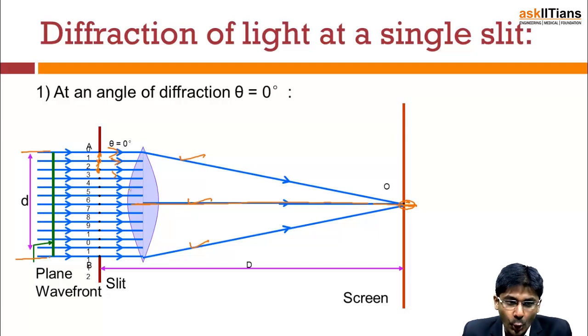Now what you can see is that obviously these path differences are not equal. It appears from here the path differences are not equal, right? But how do you get a maxima here?